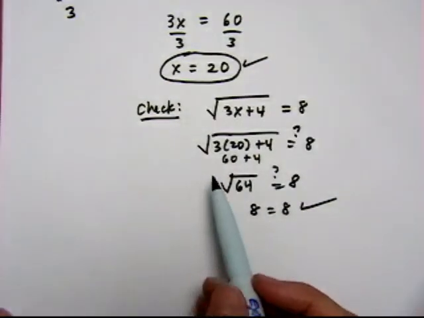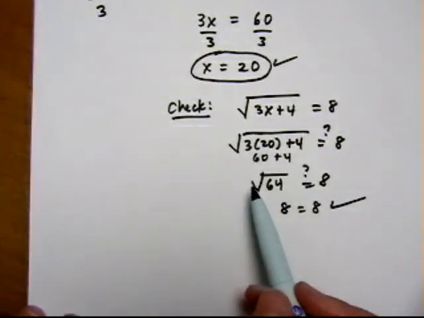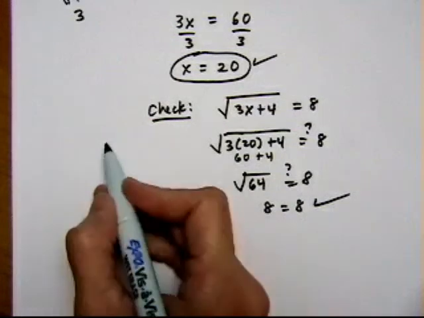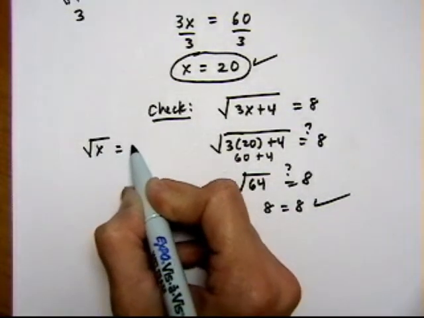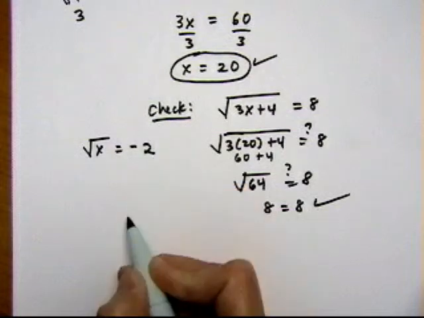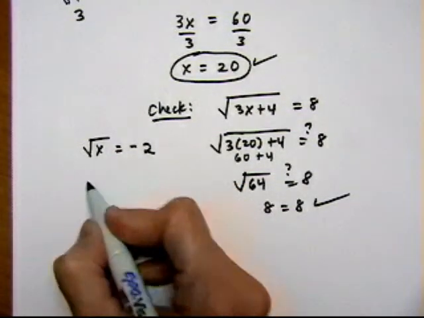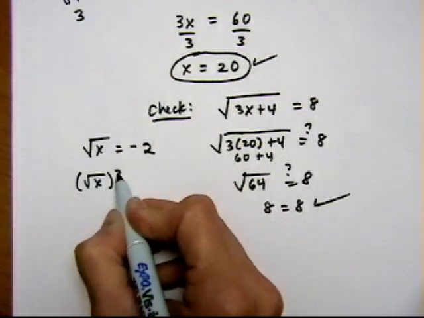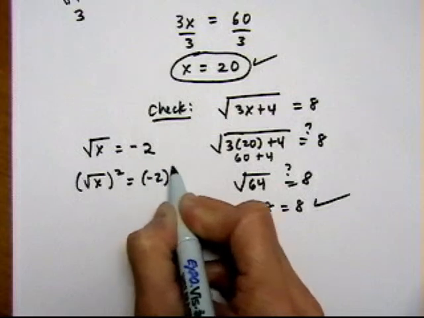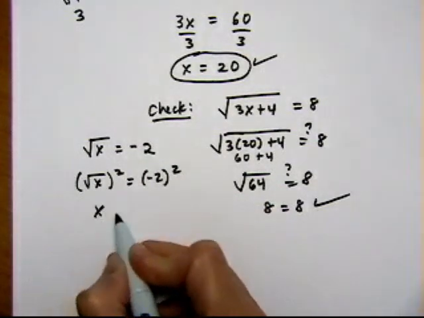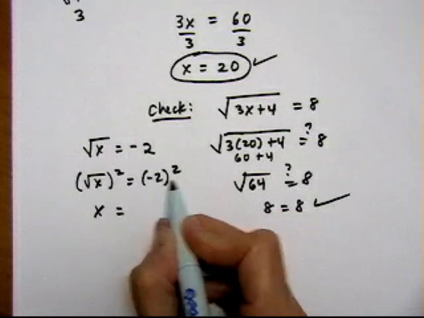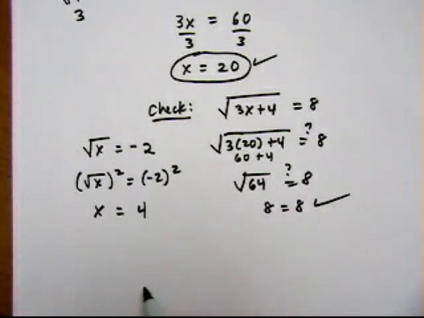Now if it seems strange that you might get a solution that doesn't work, even though you do the math steps correctly, think of this equation instead. If we had square root of x is equal to negative 2, if I square both sides, I get square root of x squared equals negative 2 squared. And if I have the square of a square root, I get the insides out. X is equal to negative 2 squared, which is 4.